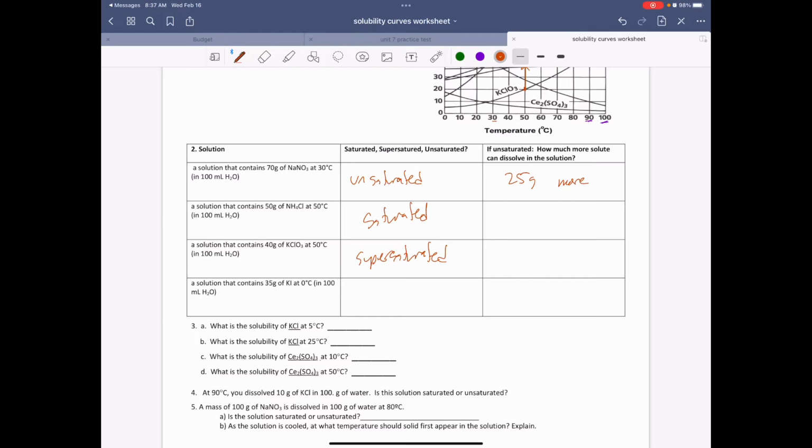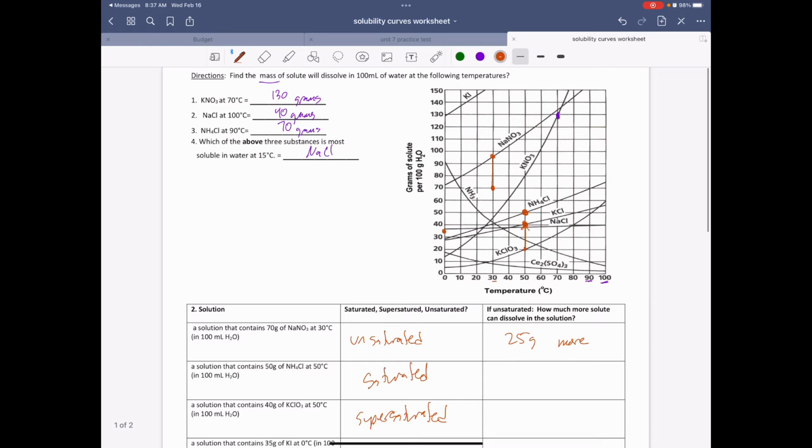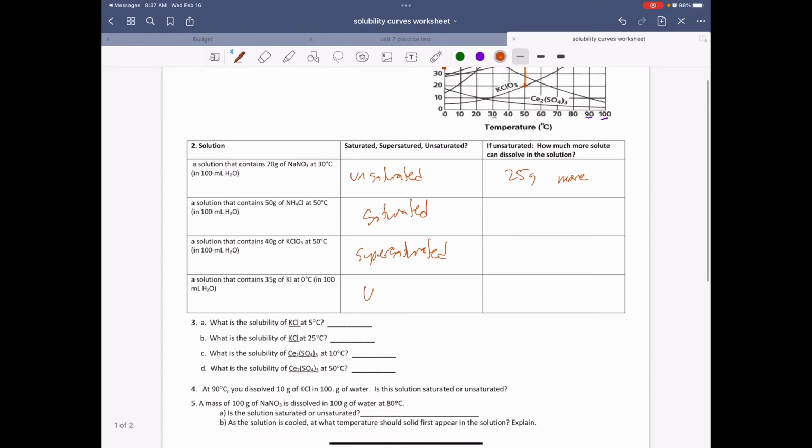And 35 grams of potassium iodide at 0 degrees. So 0 degrees, 35 grams is going to be right here. And KI, now you could actually dissolve this much, 130, and you've only dissolved 35, so the difference there is 95 grams. So this is unsaturated, with a difference of, you could add about 95 more grams, right? 130 minus 35.